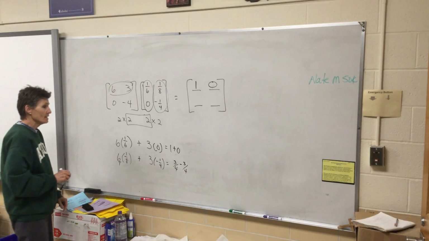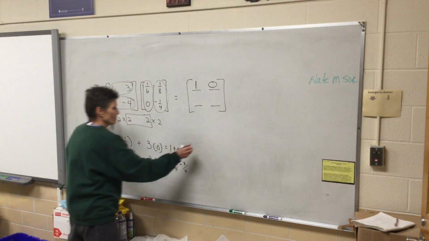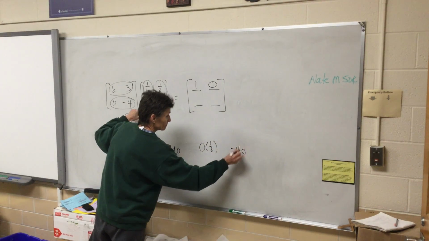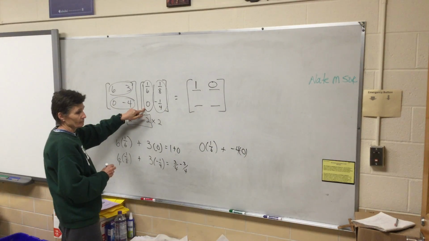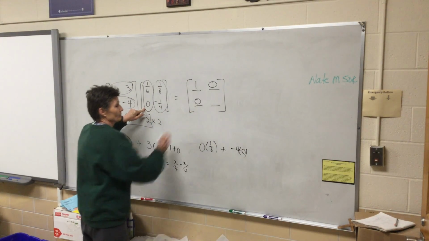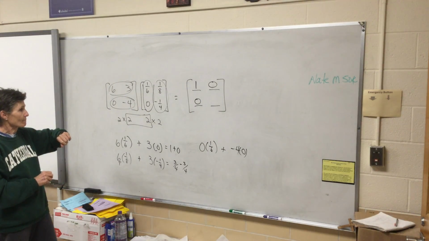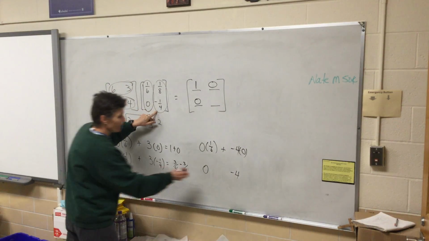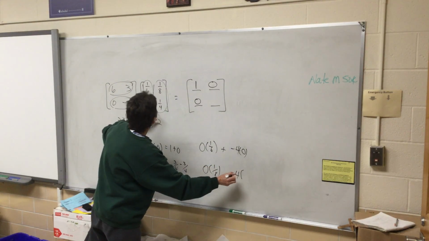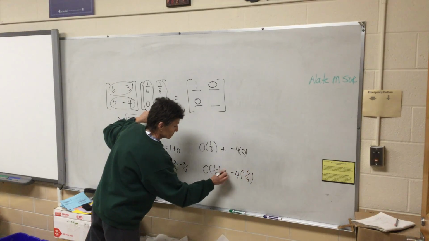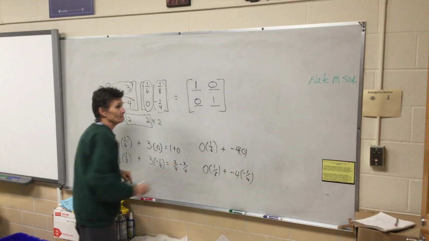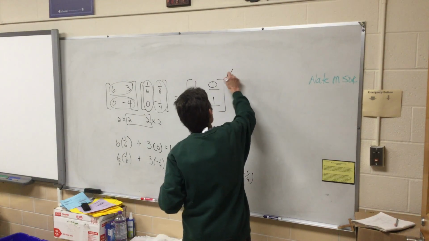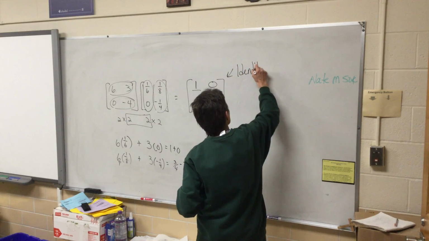All right. Let's try second row, first column. Well, that's just 0. And then second row, second column, and that's just 1. That matrix right there is called the identity matrix.